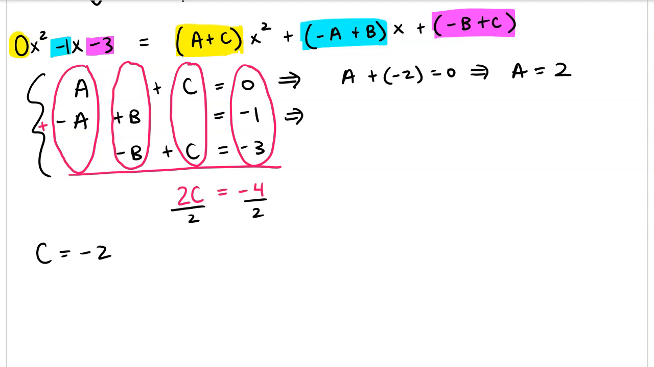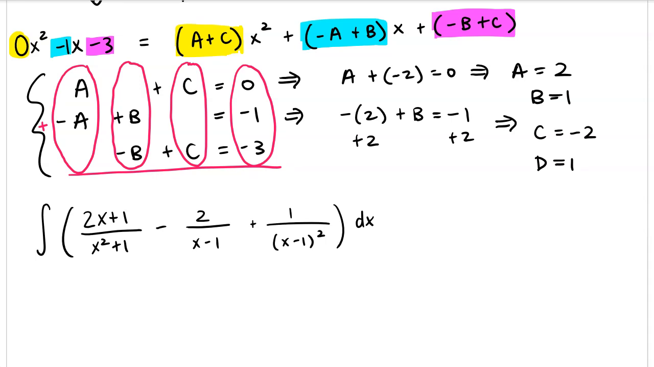And then we can do the second equation. So I have negative 2 from my a value plus b is equal to negative 1. If I add 2 to both sides, I get b is equal to 1. And then from earlier, we had d was equal to 1. So let's go ahead and plug these all back into our fractions that we had. So I went ahead and split up my original fraction into these three fractions.